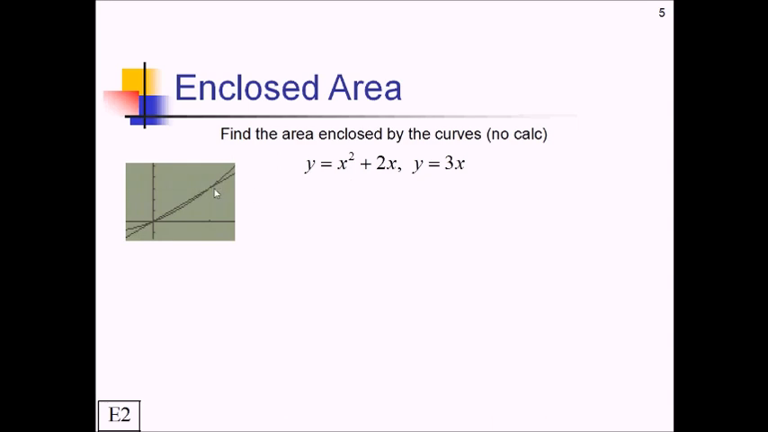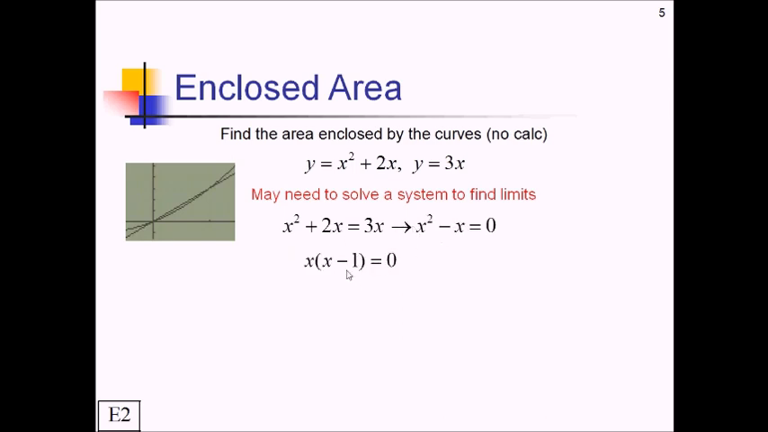limits of integration. And since we don't have a calculator, we're going to have to use a system of equations to find those limits. Pause the video, see if you can find where those x values are. All right, so we have these that both equal y, so they both equal each other, we can write x squared plus 2x equals 3x. Subtract the 3x, factor out an x, and we have x equaling 0 and 1.